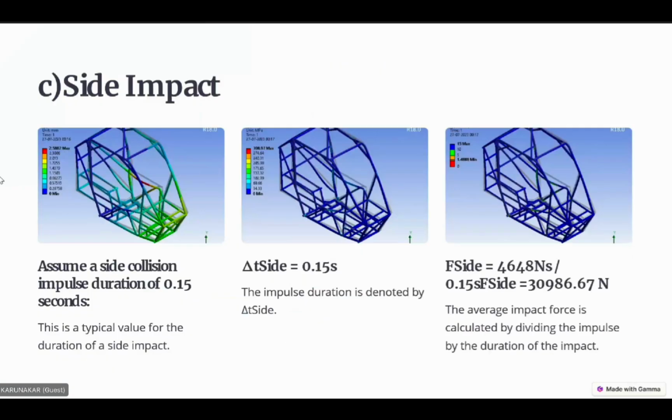Again, coming to the side impact, assume the side collision impulse duration as 0.15 seconds and give the boundary conditions: fixed supports for RRH members and SIM members, where RRH stands for rear roll hoop member and SIM stands for side impact member. And with the same side impact member, in the opposite direction, apply the force calculated from the impulse momentum principle.